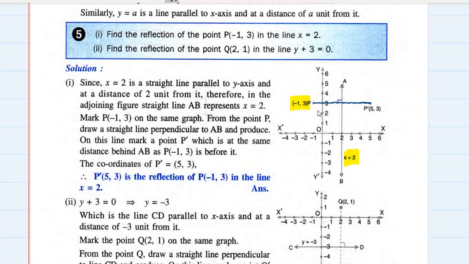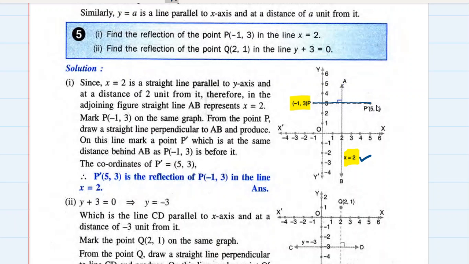Always remember that AB, x is equal to 2, is your mirror line. So your image will be at the same distance as that of the object in front of it. The object is point P. Now point P is 3 units away from the mirror line AB, so here also P dash will be 3 units away. So 3 units is at 5.